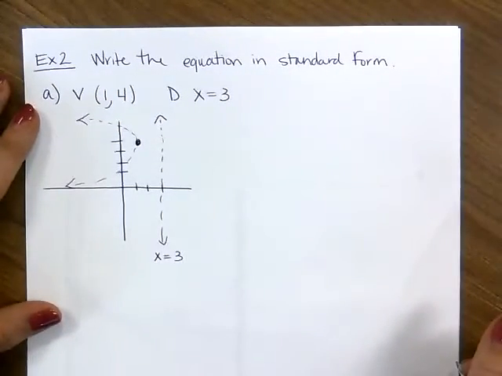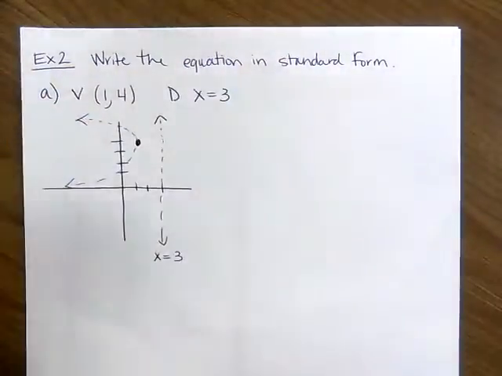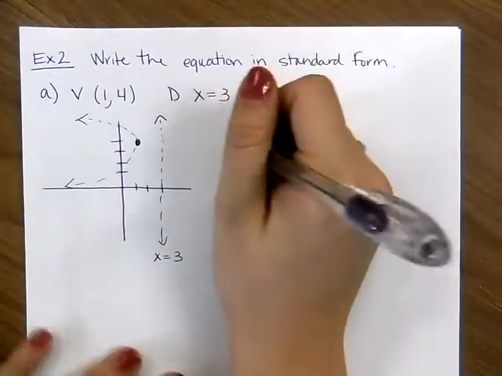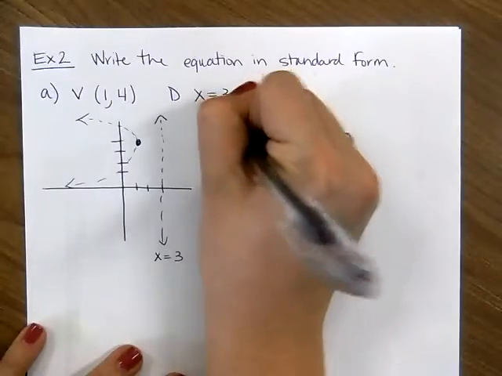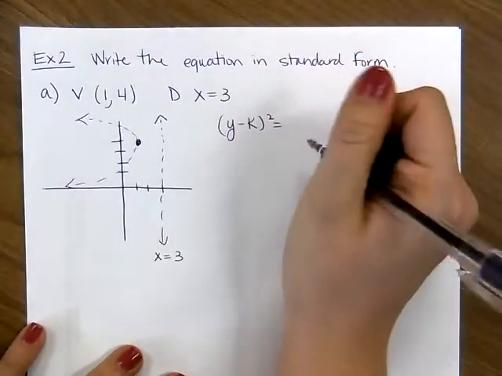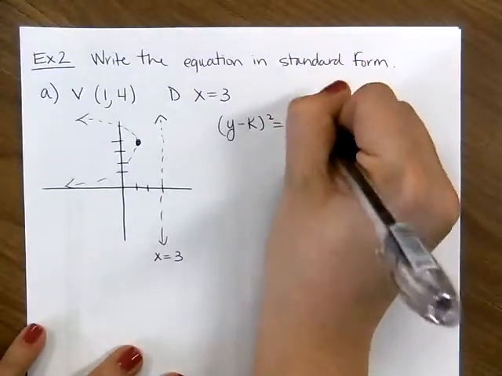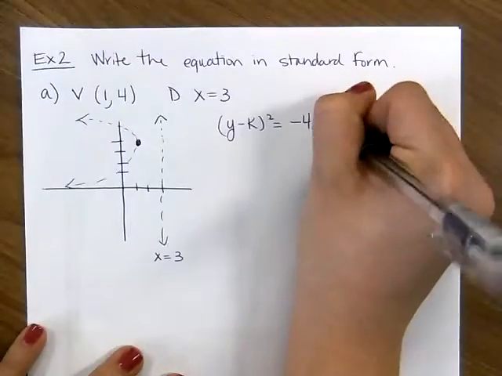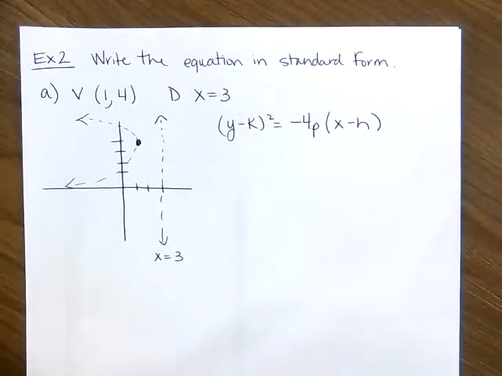Okay, so this is a good start. That means you have to have a y squared term, right? Because it has to open away from the directrix. It can't touch its directrix. So y minus k squared equals, is it going to be a negative or a positive 4p? Negative. Negative 4p times x minus h. So that's the format I'm trying to go for.